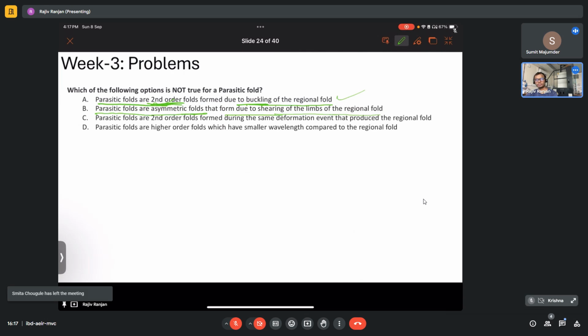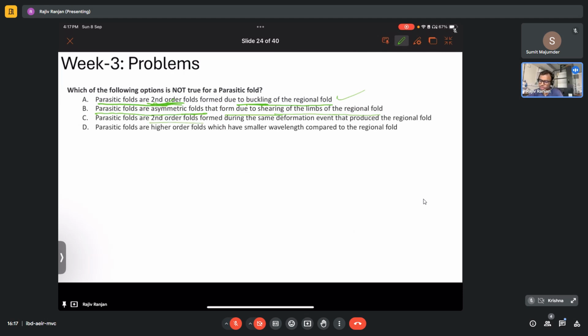What do you think? So this one also seems to be correct. Okay, let's move to the third question. Third option. We'll come back. We'll try to understand. Okay, third option.